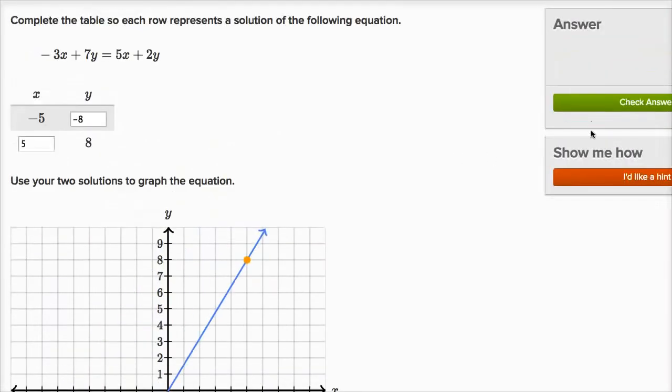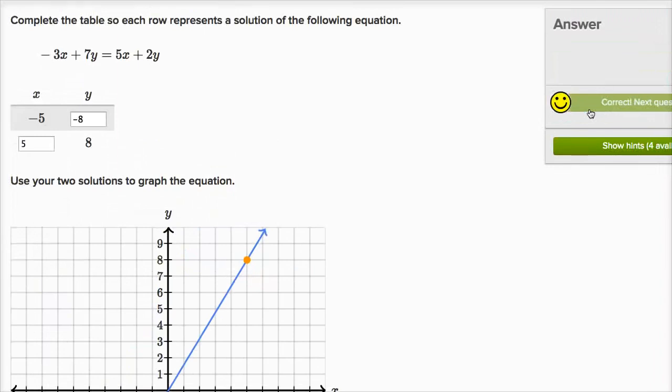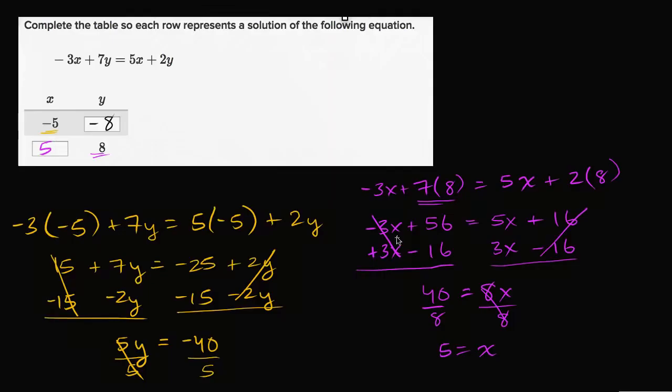We could check our answer if we like. We got it right. Now, I said there were two ways to tackle it. I kind of just did it the naive way. I just substituted negative 5 directly into this and solved for y. And then I substituted y equals positive 8 directly into this and then solved for x. Another way that I could have done it, that for sure would have been the easier way, is ahead of time to try to simplify this expression.